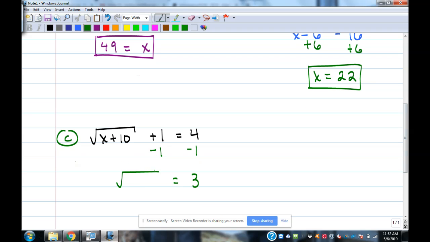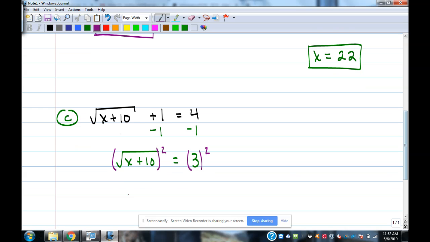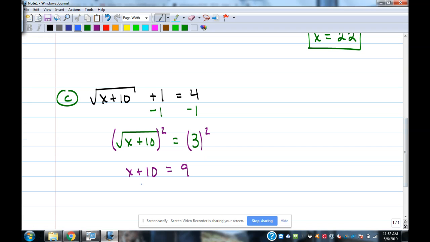And the other side, you've got the square root of x plus 10. What's the next step? Square both sides. x plus 10 is equal to 9. One more step. Subtract 10. x is negative 1. Okay. So we're just looking to get rid of things that are not underneath the square root and then square. It's not bad. Let's try this one.